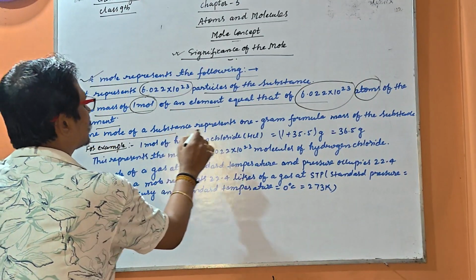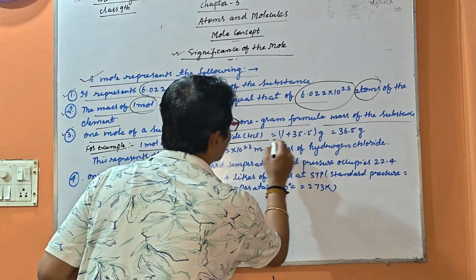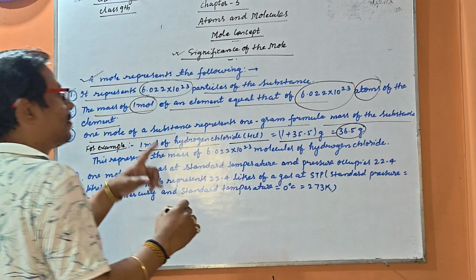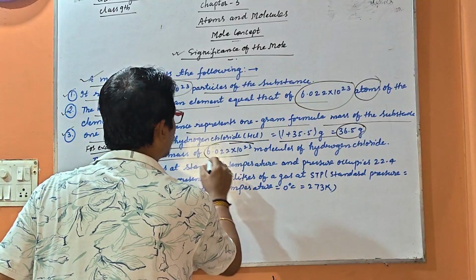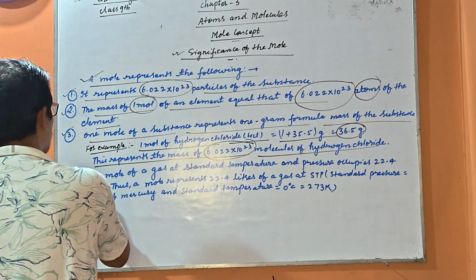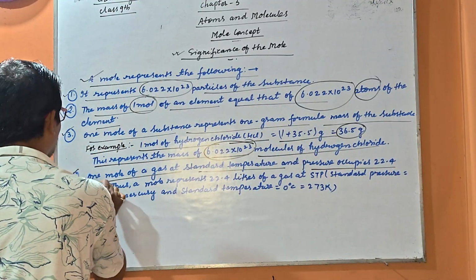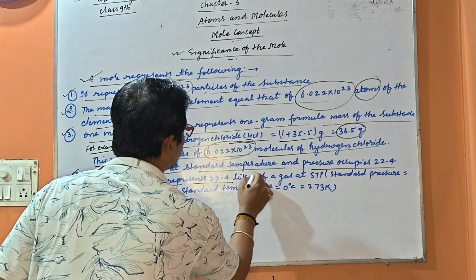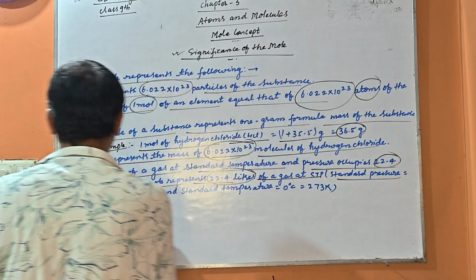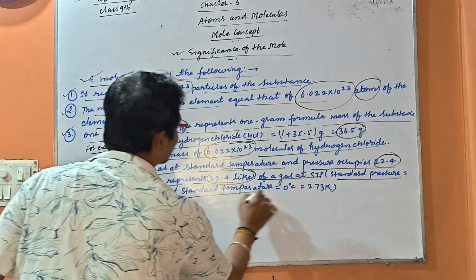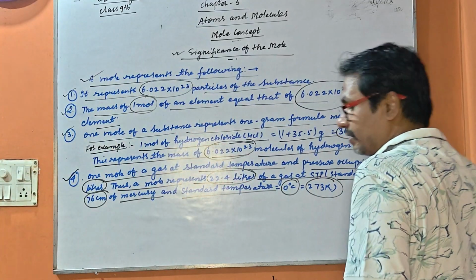Third point, 1 mole of a substance represents 1 gram formula mass of the substance. For example, 1 mole of hydrogen chloride is equal to 36.5 gram, 1 plus 35.5 gram. This represents the mass of 6.022 into 10 to the power 23 molecules of hydrogen chloride. Fourth, 1 mole of a gas at standard temperature and pressure occupies 22.4 liters. Thus, a mole represents 22.4 liters of a gas at STP. Standard pressure is equal to 76 cm of mercury and standard temperature is 0 degree centigrade, equal to 273 Kelvin. So this is about the significance of the mole.